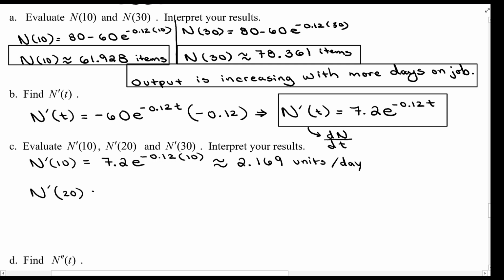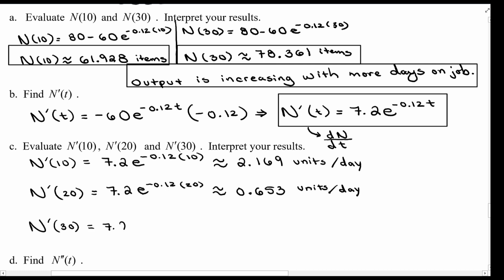N prime of 20 is equal to 7.2 times e raised to the negative 1200ths times 20 power, which is going to be approximately equal to 0.653 units per day. And n prime of 30 equals 7.2 times e raised to the negative 1200ths times 30 power, which is going to be approximately equal to 0.197 units per day. So looking over these, the rates of change appear to be decreasing.